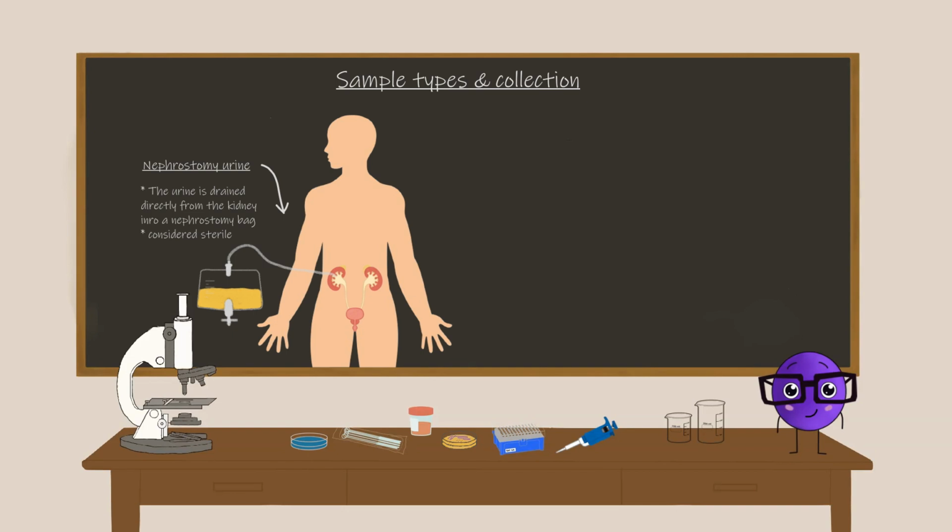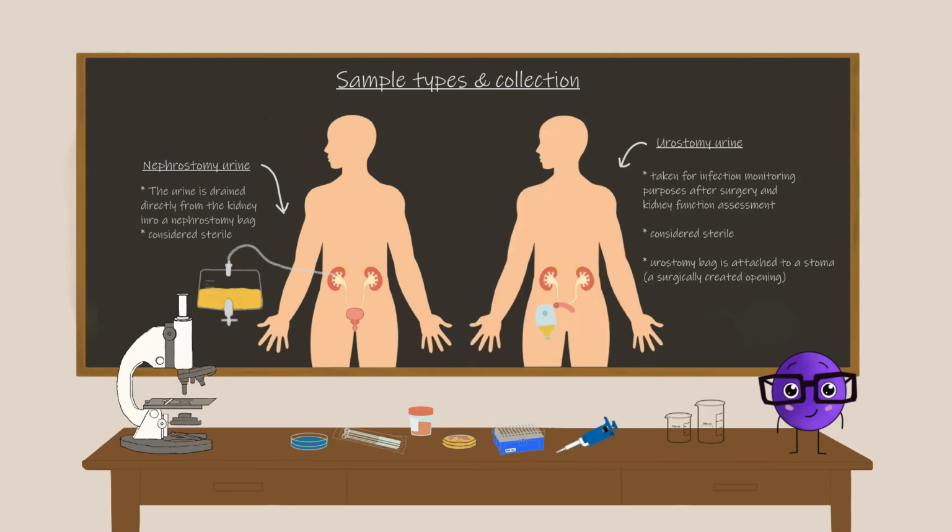Nephrostomy urine, usually taken when there is a blockage in the lower urinary tract that may prevent normal urine flow. The urine collected is considered sterile, therefore any growth is clinically significant. Urostomy urine, just like a nephrostomy sample, it is collected under sterile conditions to avoid contamination. The urine is collected into a urostomy bag which is attached to a stoma. The stoma allows urine to be diverted from the bladder through an alternative route.